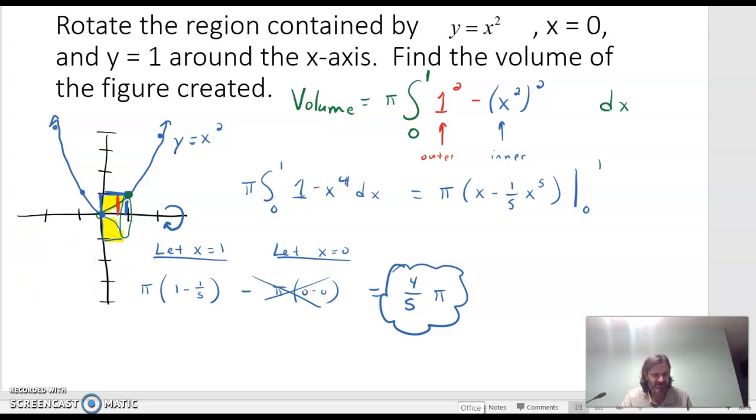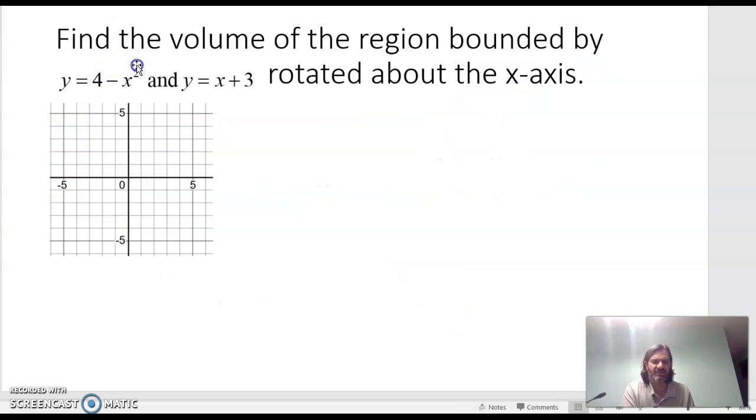Okay, so let's see here. I think I've got one more that I want to talk about here. Find the volume of the region bounded by y equals 4 minus x squared and y equals x plus 3, and I'm going to rotate that around the x-axis.